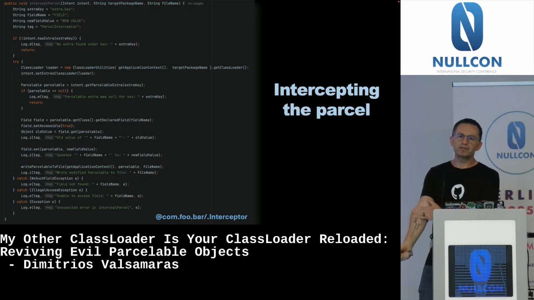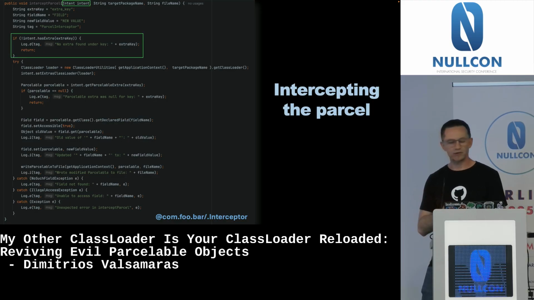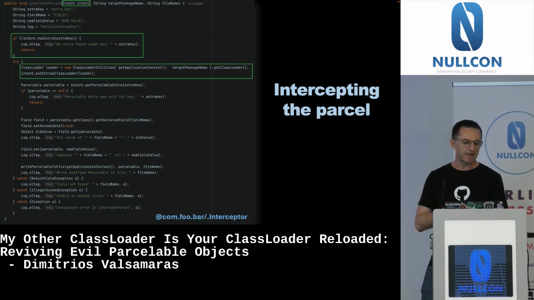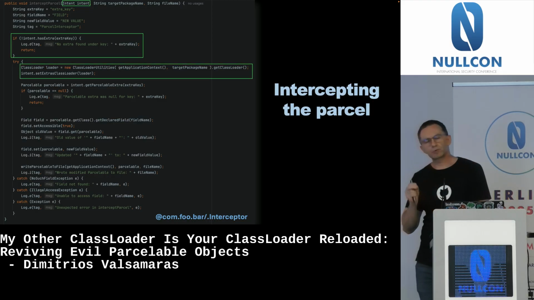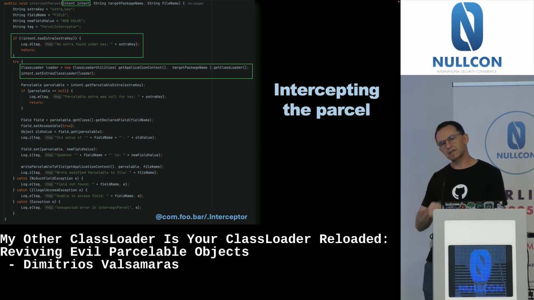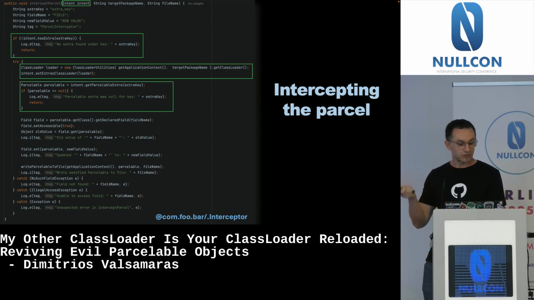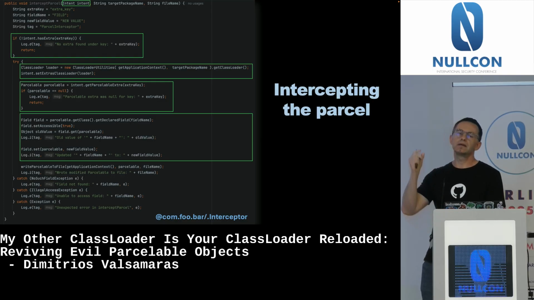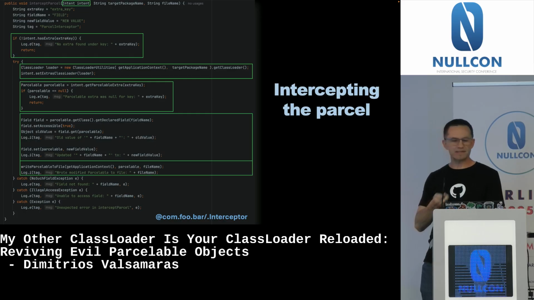How can we now modify these values? Assuming that we receive this intent, we do some basic checks to see if it actually contains the parcelable that we are interested in. The most important step here is to set the class loader of the extras of this intent to the class loader of the target. How do we do that? We can use, once again, createPackageContext in order to get the class loader of the other app. Some additional checks, and finally here we can isolate the field that we are interested in modifying using reflection, and write the parcel as a file.